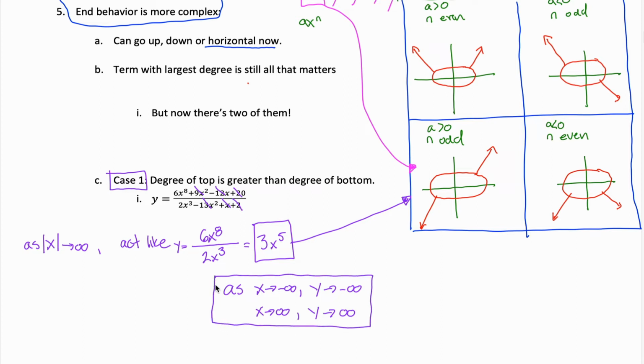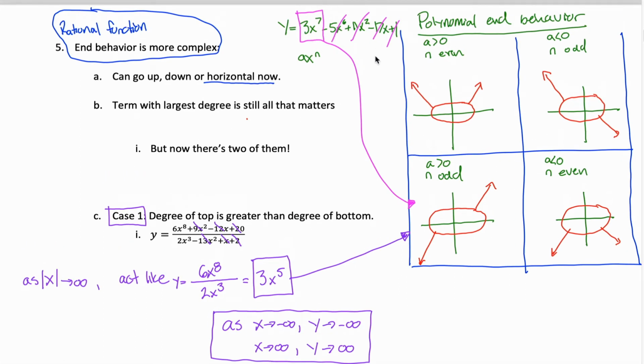But the big takeaway is just if you're in this first case, where the degree of the top is greater than the degree of the bottom, ignore everything except for the leading terms, and then divide those. And what you'll be left with will look like the first term of a polynomial that you already knew how to determine the end behavior of based on what we learned in previous videos.